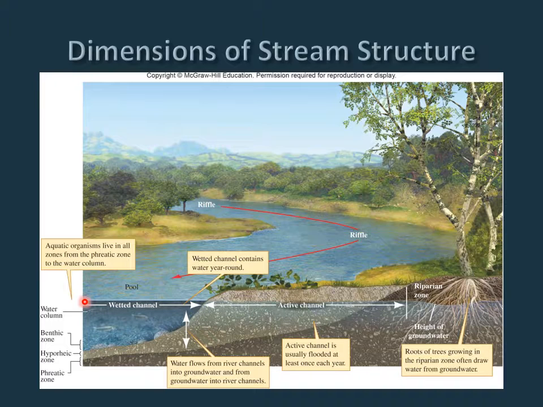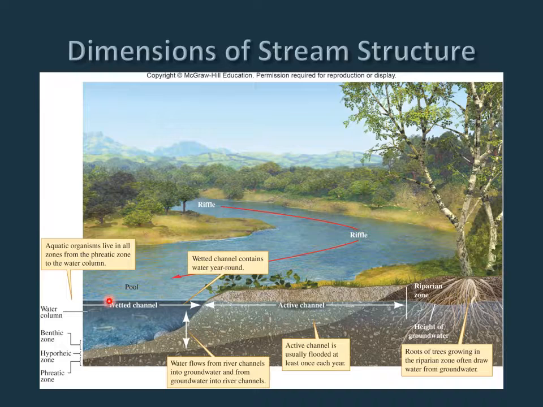The water channel is mentioned as this vertical depth here, and as you get toward the bottom of that water column, right along the bottom of the river, we have the benthic zone, and the hyporheic zone, and the phreatic zone. Again, this is where the water is leaching into the groundwater and where you get to the groundwater.